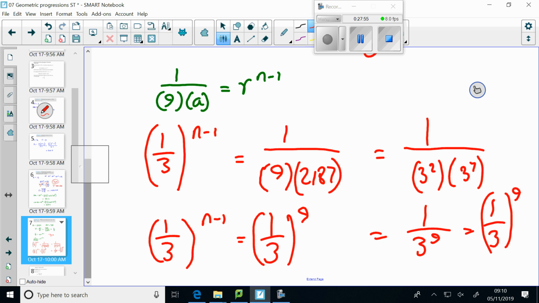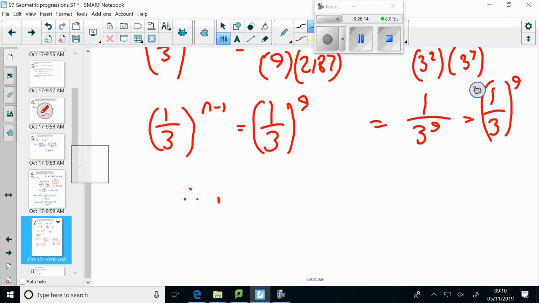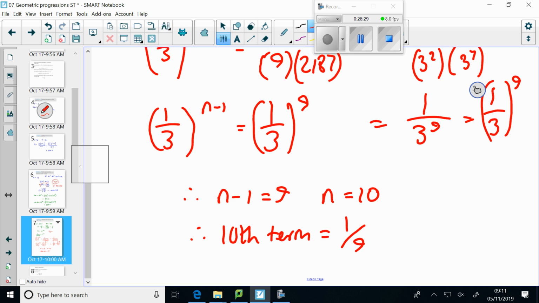So what's n minus 1 equal to? A third to the n minus 1 is equal to 1/3 to the power 9. So what's n minus 1 equal to? Therefore, the 10th term is equal to 1/9.